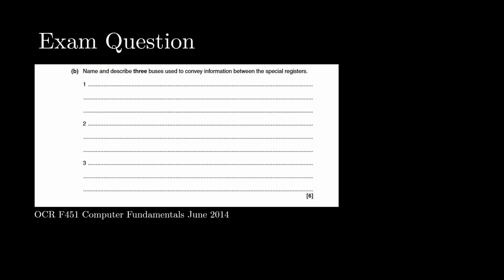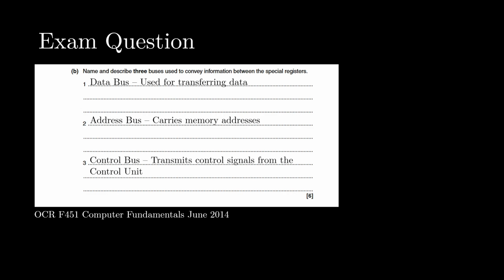The answer to the question is fairly straightforward. We just state the 3 buses we talked about and describe their uses. So we mention the data bus and say that it's used for transferring data, the address bus, which carries the memory addresses, and lastly the control bus, which transmits control signals sent from the control unit.